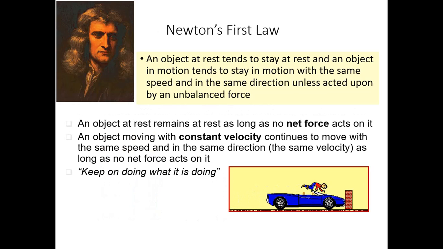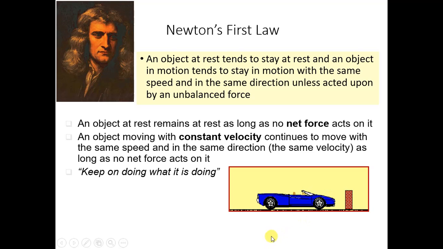Now see here, Newton's first law. An object at rest tends to stay at rest, and an object in motion tends to stay in motion with the same speed and in the same direction unless acted upon by an unbalanced force. An object remains at rest as long as no net force acts on it. An object moving with constant velocity continues to move with the same speed and direction as long as no net force acts on it. So it keeps on doing what it is doing.